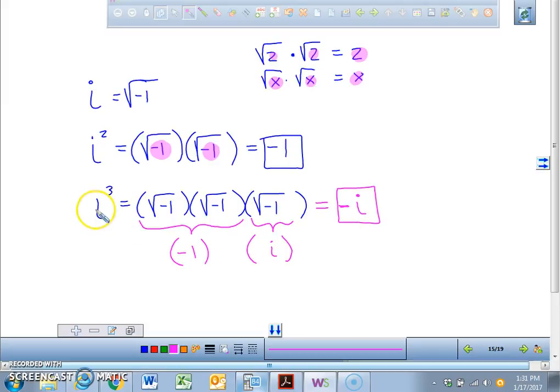When I say I cubed, you say negative I. I cubed. Negative I. And by the way, this is the last one. One student last year was like, does this go on forever? I'm like, no. If it did, it would be here forever.